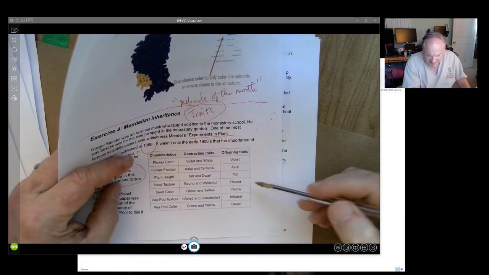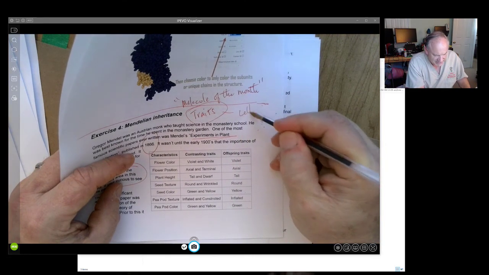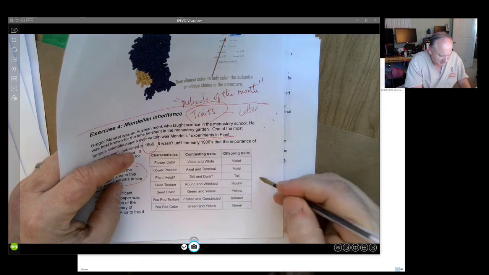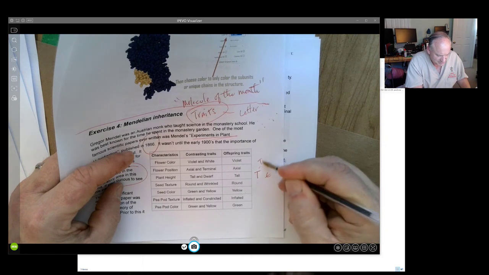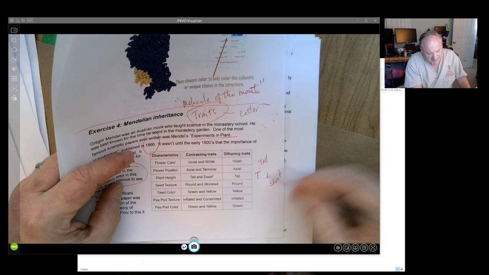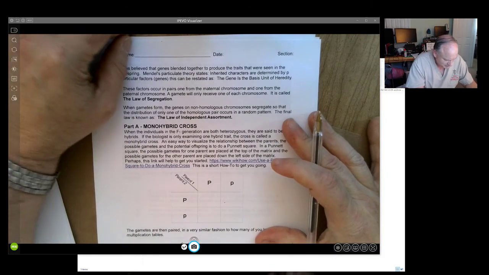And that's where the concept of traits came from. He assigned some sort of letter to represent each trait, like maybe tall and short. So T would be tall and little t would be short, that sort of thing. Nobody really talks about it, but he did provide that for us.